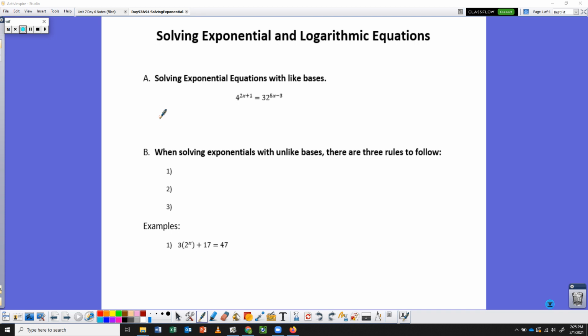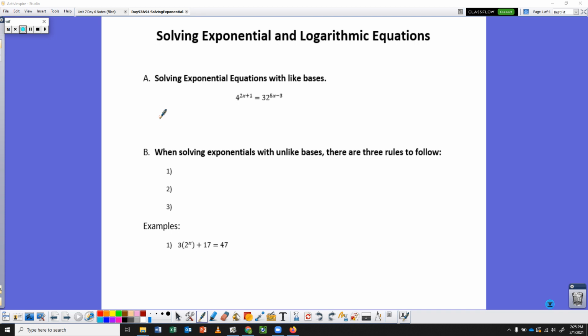In today's notes, we're going to take a look at how to solve exponential and logarithmic equations. In fact, today we're mostly going to focus on just solving exponential equations, and tomorrow we'll focus more on solving logarithmic equations, although we may do a little bit of log in today's notes as well.